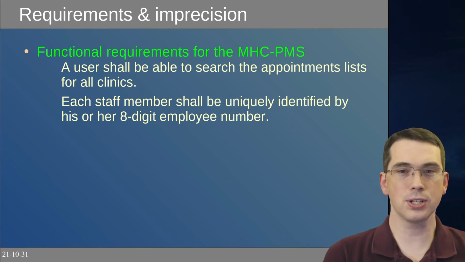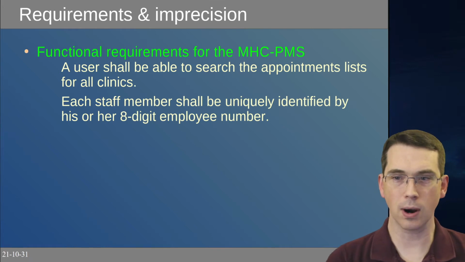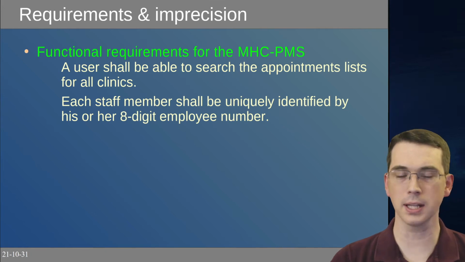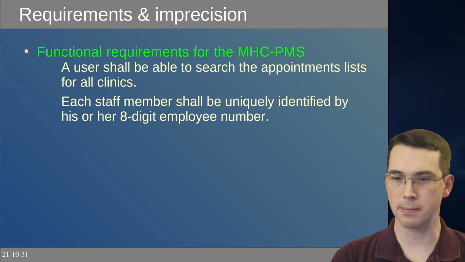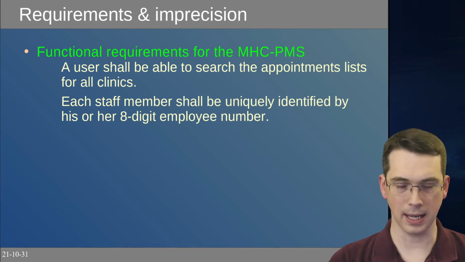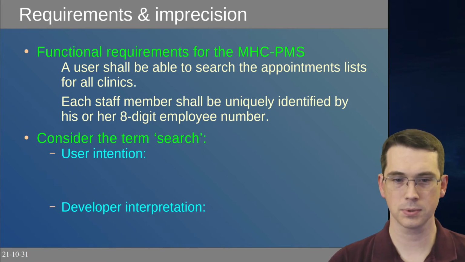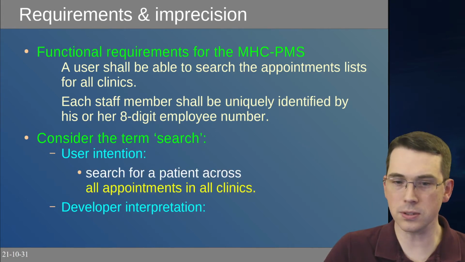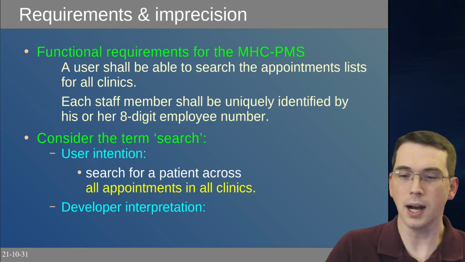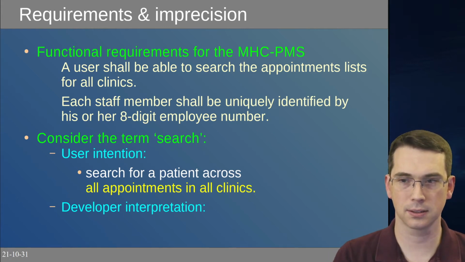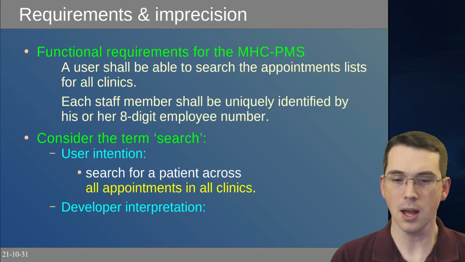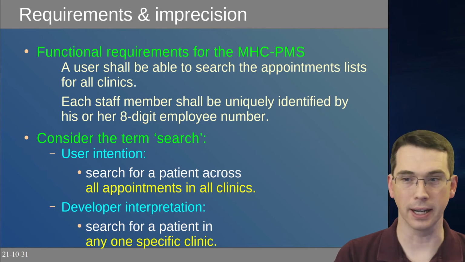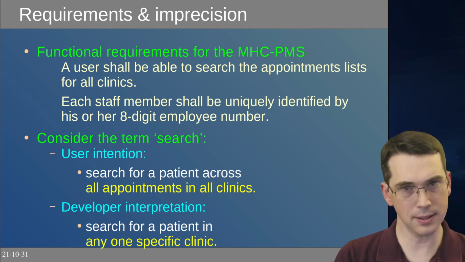So we can talk about some imprecision in requirements here. We can have a functional requirement for the medical health patient management system. A user shall be able to search the appointment list for all clinics. Each staff member shall be uniquely identified by his or her 8-digit employee number. So, consider the term search. Maybe the user's intention was that we were able to search for a patient across all of the clinics. Right? We want just one search that does it all. Maybe the developer interpreted this as we're going to search for a patient in any one specific clinic. So go ahead, pick a clinic, and then search for it.